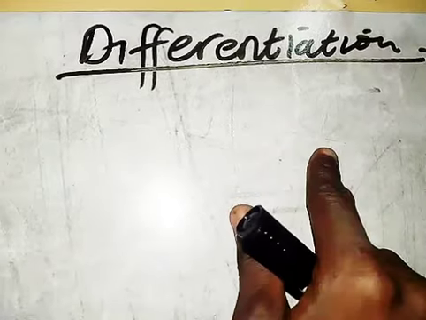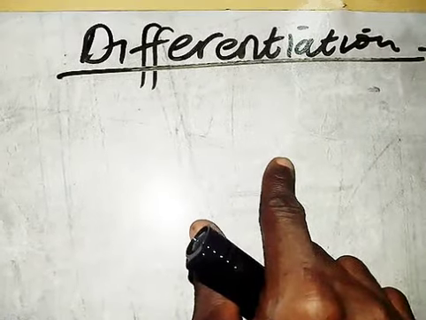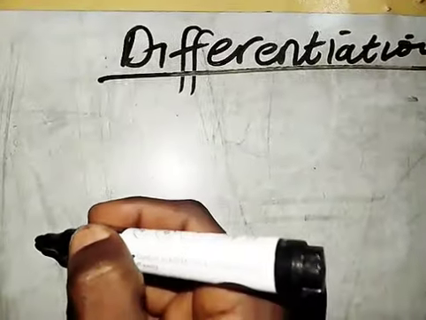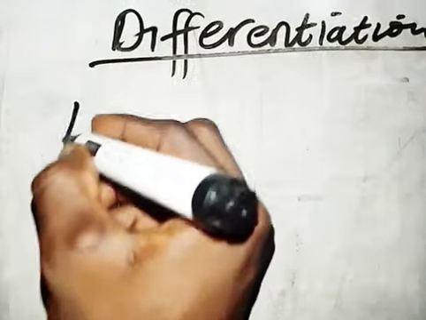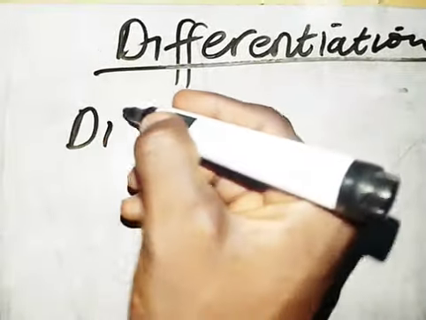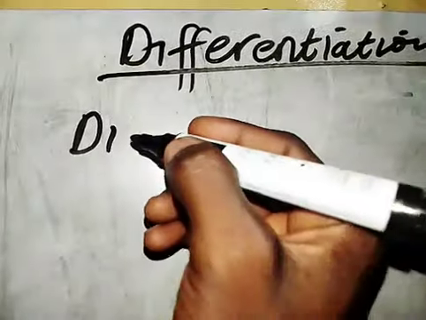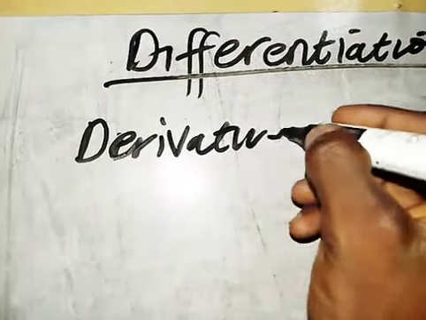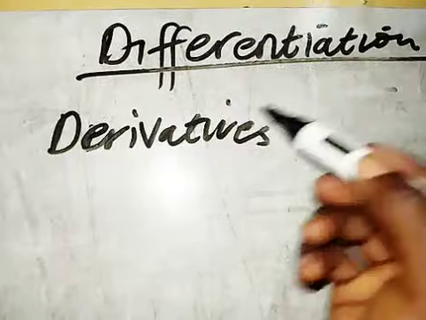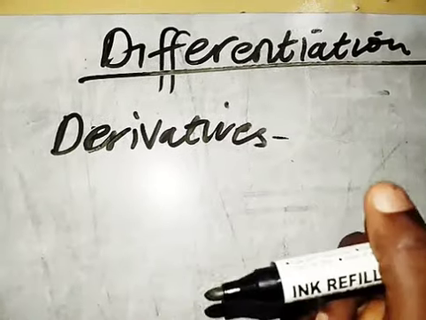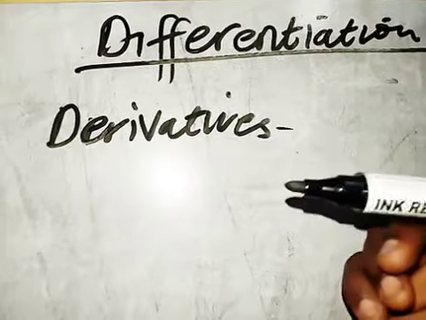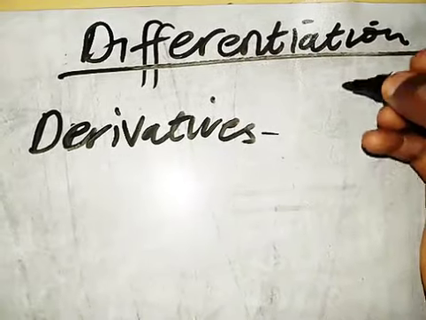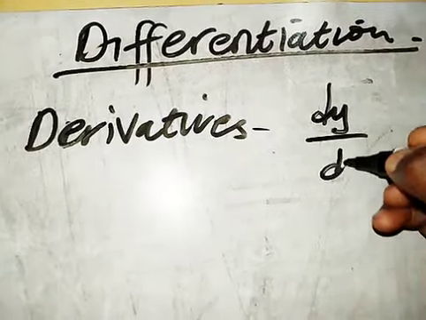Now, the notation is dy/dx. Alright. Now, do you know that differentiation can also be called derivative? Differentiation can also be called derivative. If you don't call it differentiation, call it derivative. Alright. I repeat myself that differentiation is a process of finding the derivative of a function, and it is denoted by dy/dx.